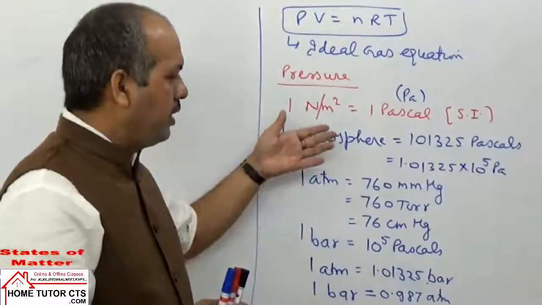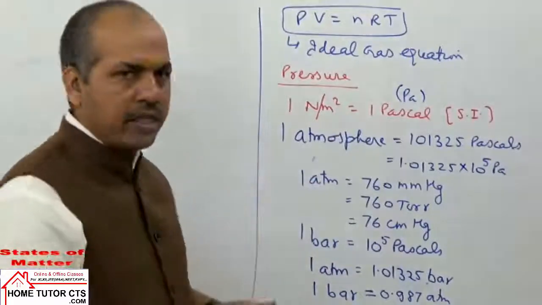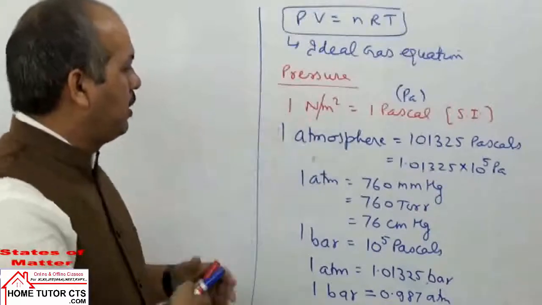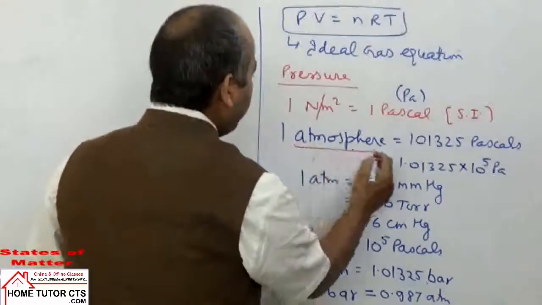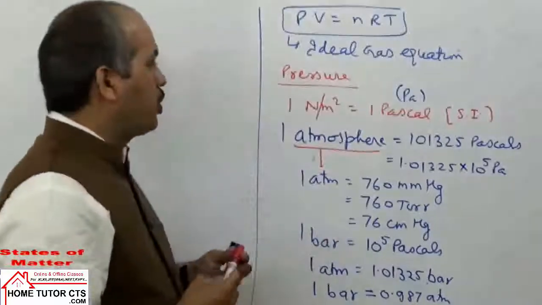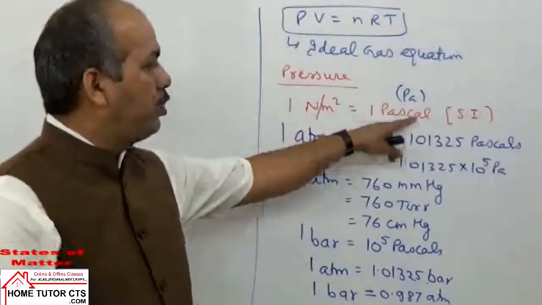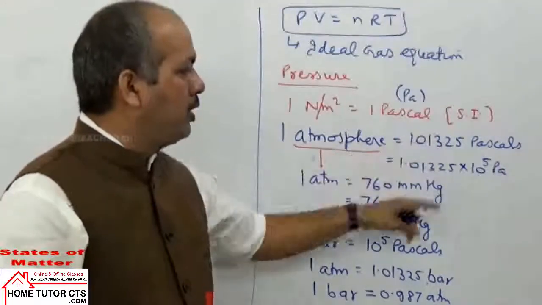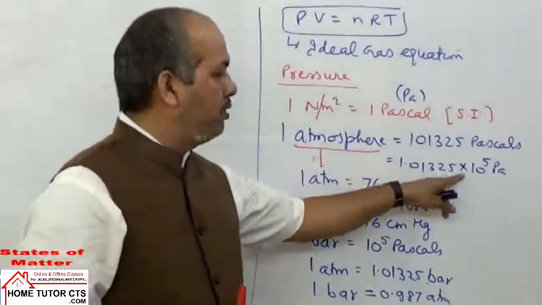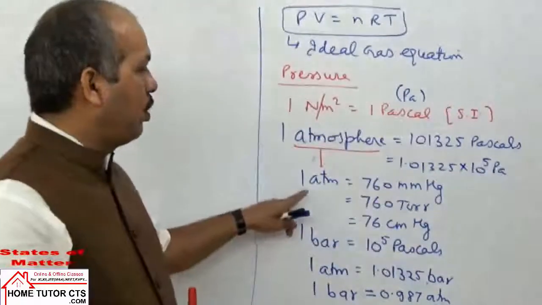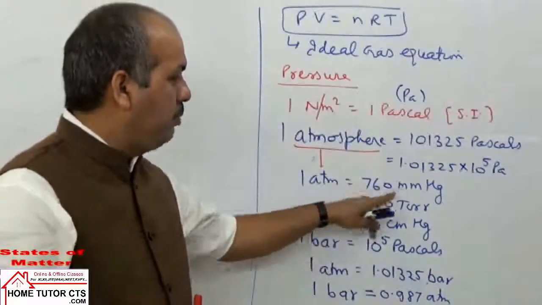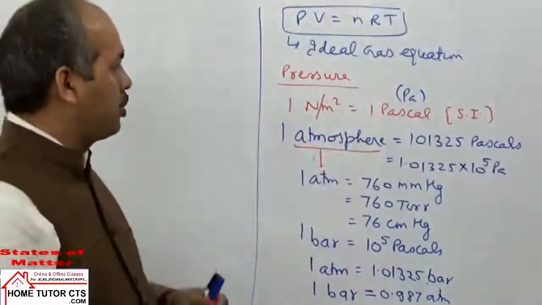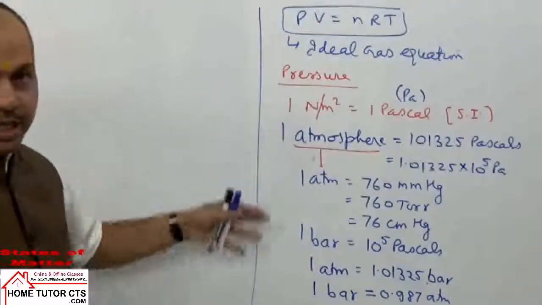not used in our questions of the JEE syllabus, or other exams also. So these are the common units that you have to keep in mind. 1 atmosphere is written as atm also. Relation: 1 Newton per meter square is equal to 1 Pascal. 1 atmosphere is equal to 101,325 pascals or 1.01325 into 10 to the 5 pascals or 760 millimeter mercury, torr, 76 centimeter. That is the relation of pressure in different units. I hope it is clear.